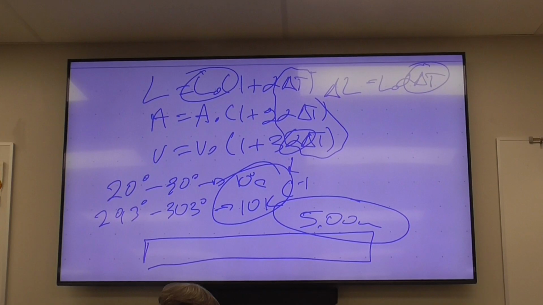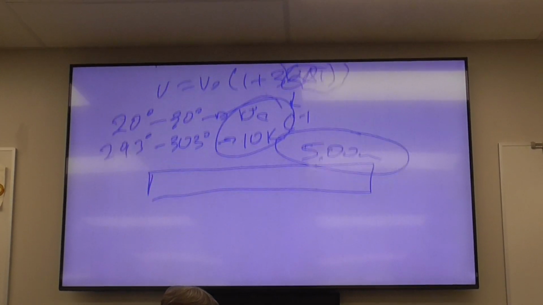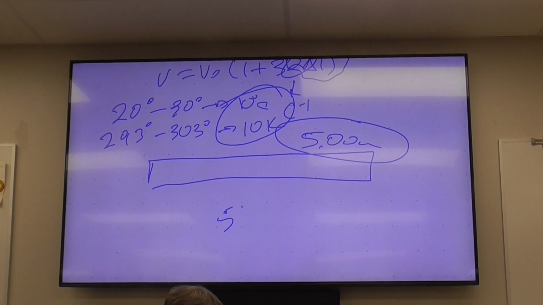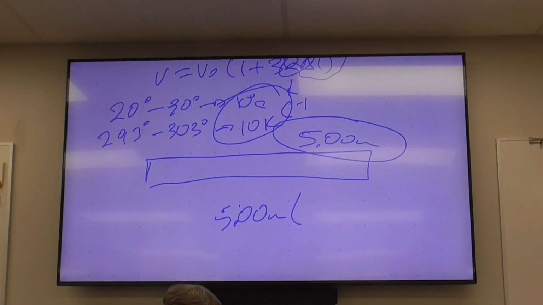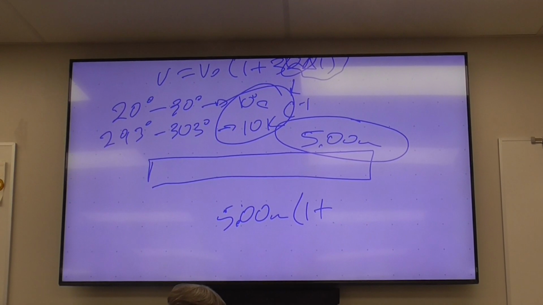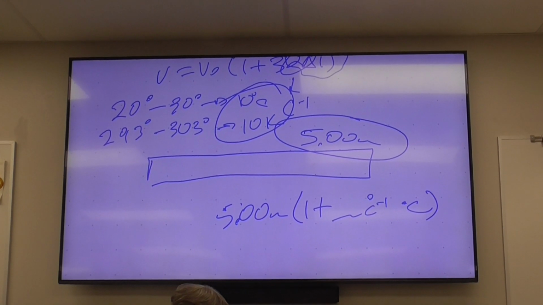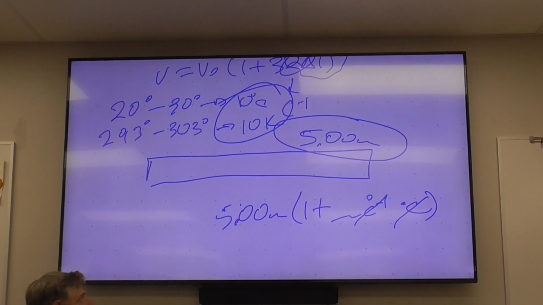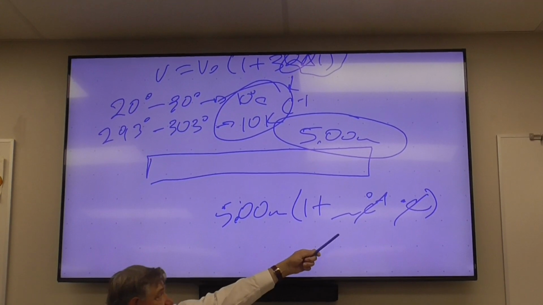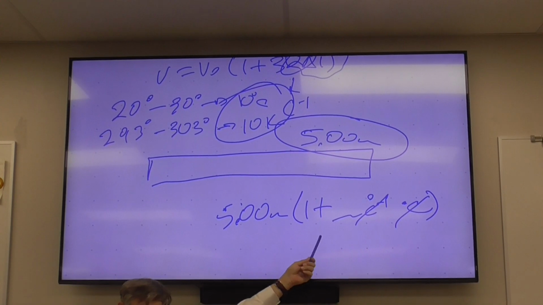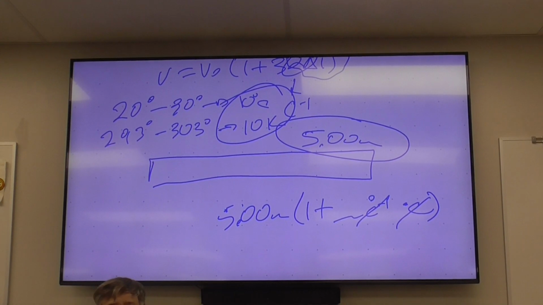But the units for that: you've got your L naught, which is 5 meters, and you have 1 plus something in Celsius to the -1 times Celsius. Well, the Celsius cancels out. This has no units, so you're taking something that has no units and multiplying it by meters. When you do that, what units do you still get? Meters.